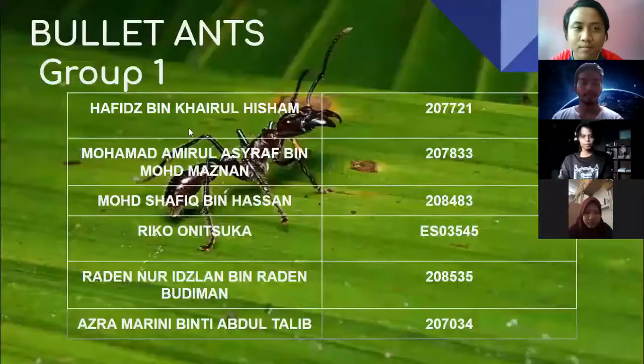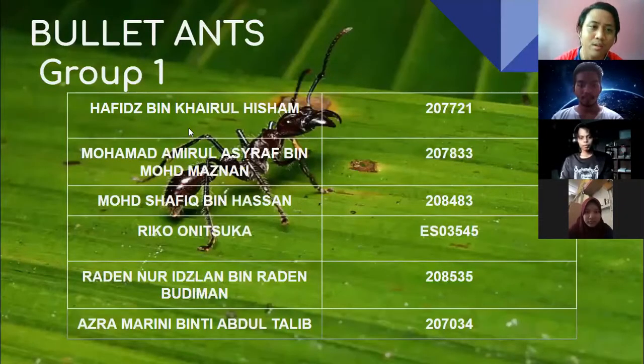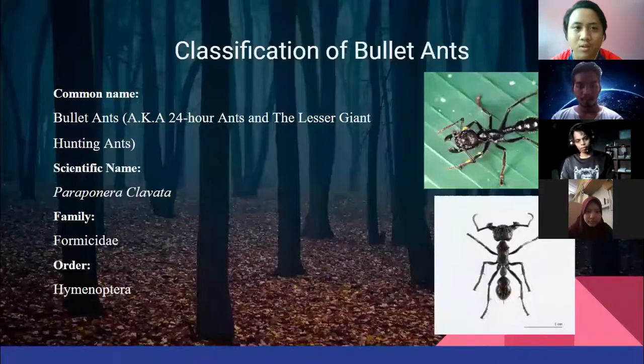Today we are going to present our insects. These are our group members: Hafiz, Amirul Ashraf, Shafiq, Rico, Raden, and Azra. Our insect is the bullet ant.